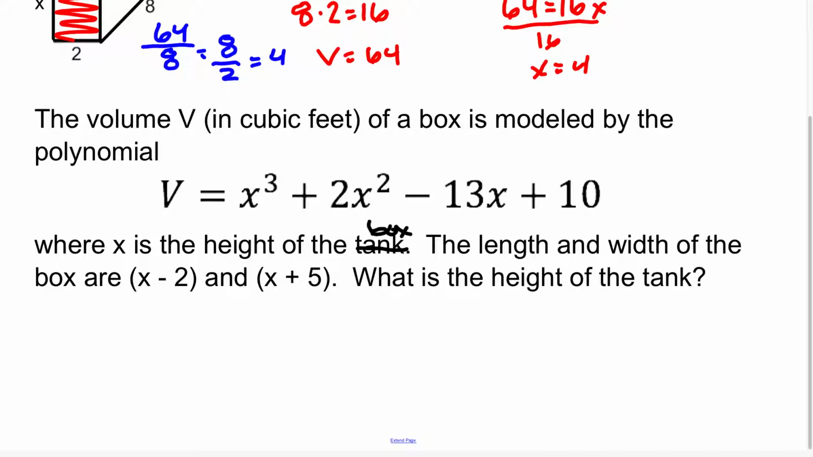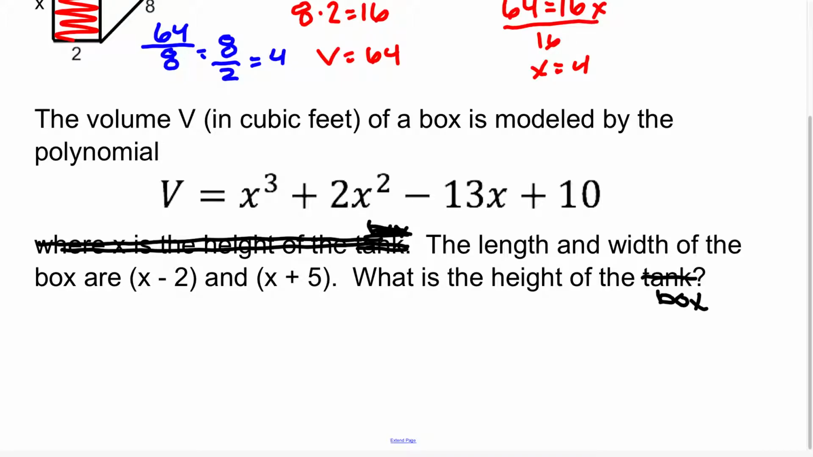I'm just going to erase this whole line. I didn't mean that. I should probably reword that. Okay. We don't know the height of the tank or the box, right? Because that's my question. What is the height of the box? This one should be box. Obviously, I'm copying and pasting the question. It's not working well for me.